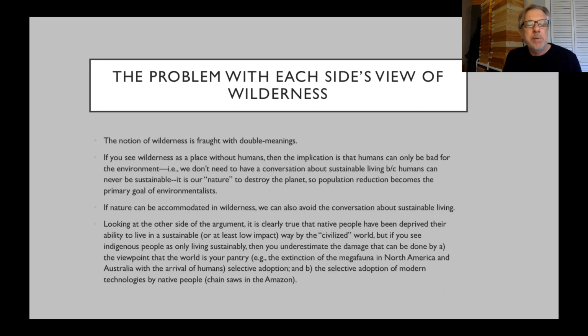But if you see indigenous people as only living sustainably, then you underestimate the damage that can be done by the viewpoint that the world is your pantry. To see that, all we have to look at is the extinction of the megafauna. Those are the large animals that occurred in North America and Australia in the few thousand years after the arrival of humans in each place. And then it's difficult for you to see that the selective adoption of modern technologies by native people, for example chainsaws in the Amazon, can really increase damage quickly in places. There has to be accommodation there too.